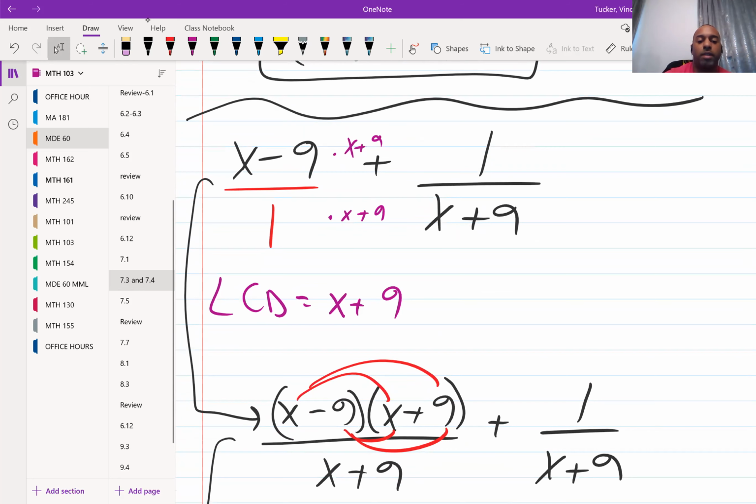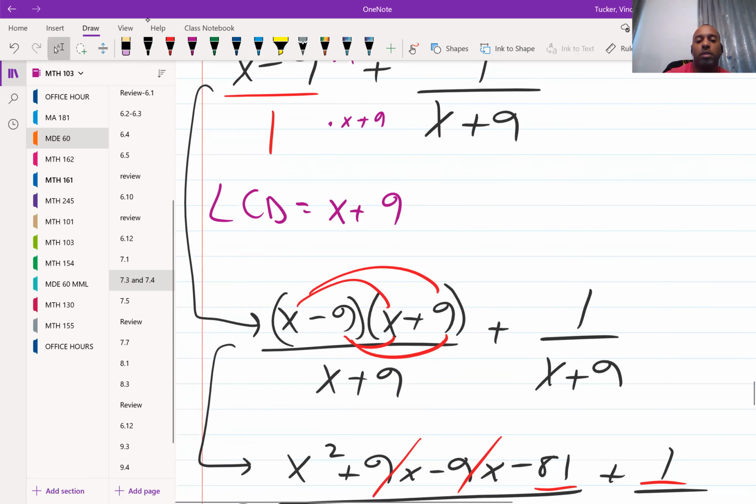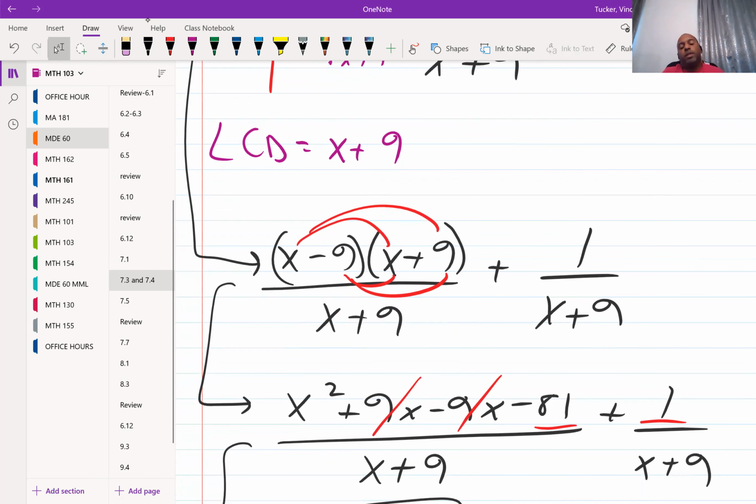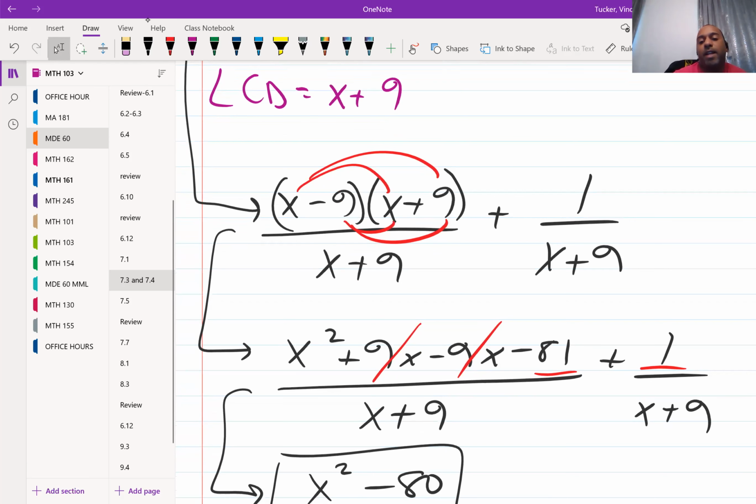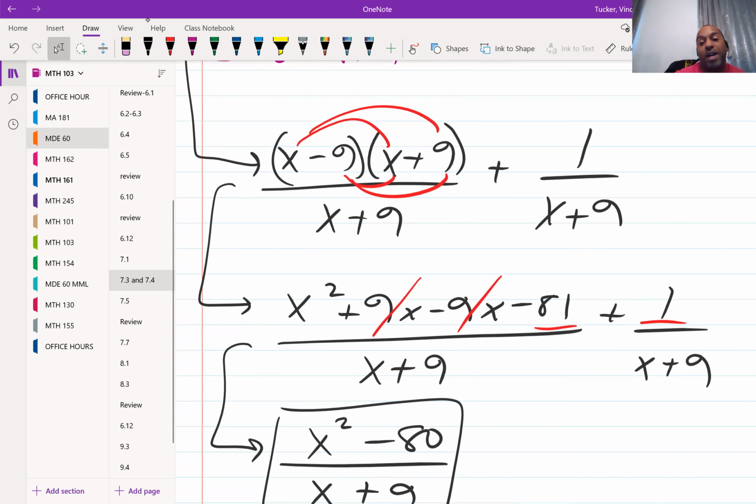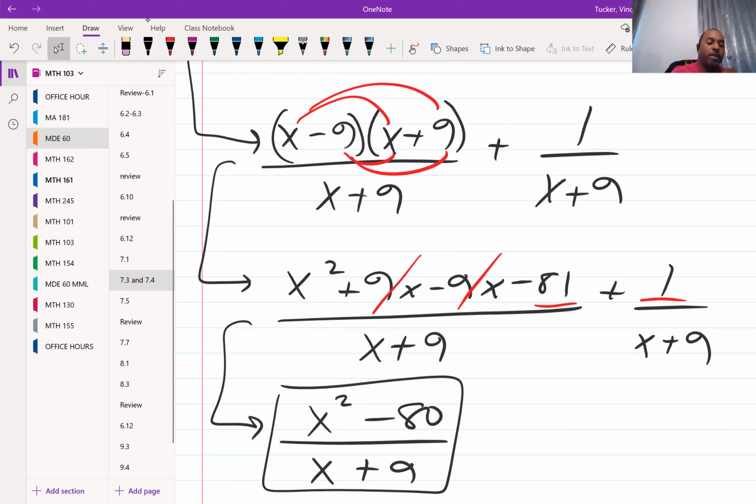All right. Distribute x minus 9 into x plus 9. That will give you x squared plus 9x minus 9x minus 81. That's still over x plus 9. All right, 9x minus 9x will cancel. And then negative 81 and positive 1 will give you negative 80. So that's x squared minus 80 over x plus 9.